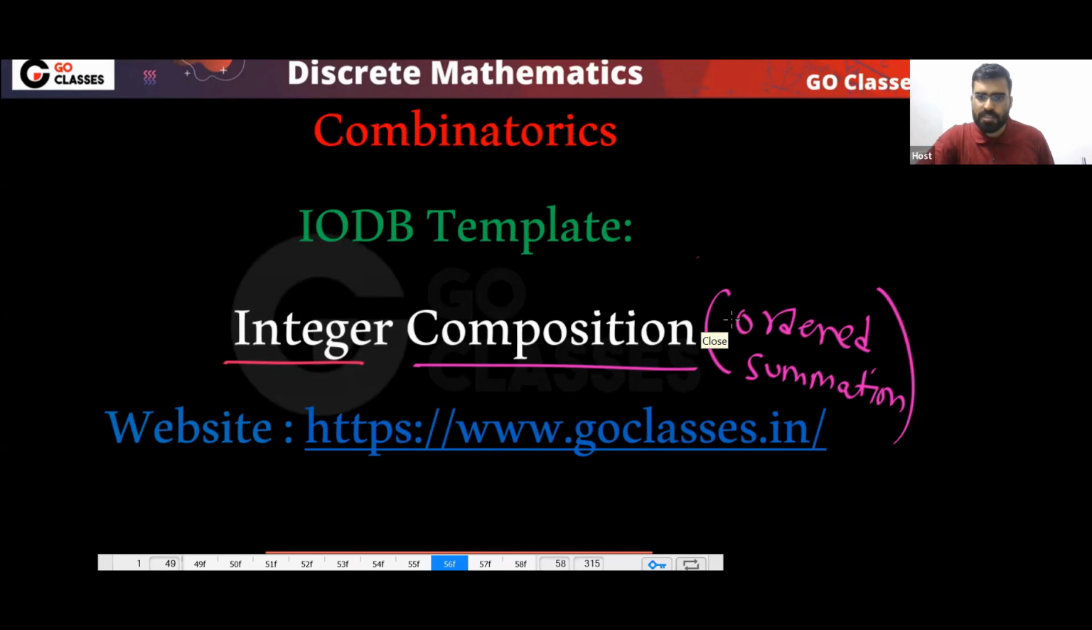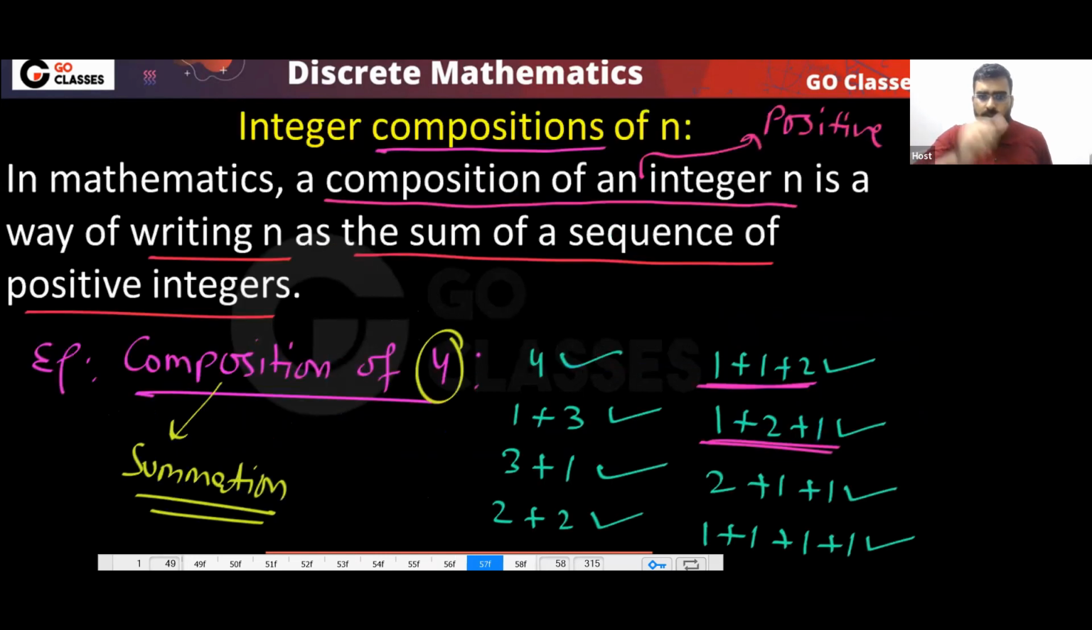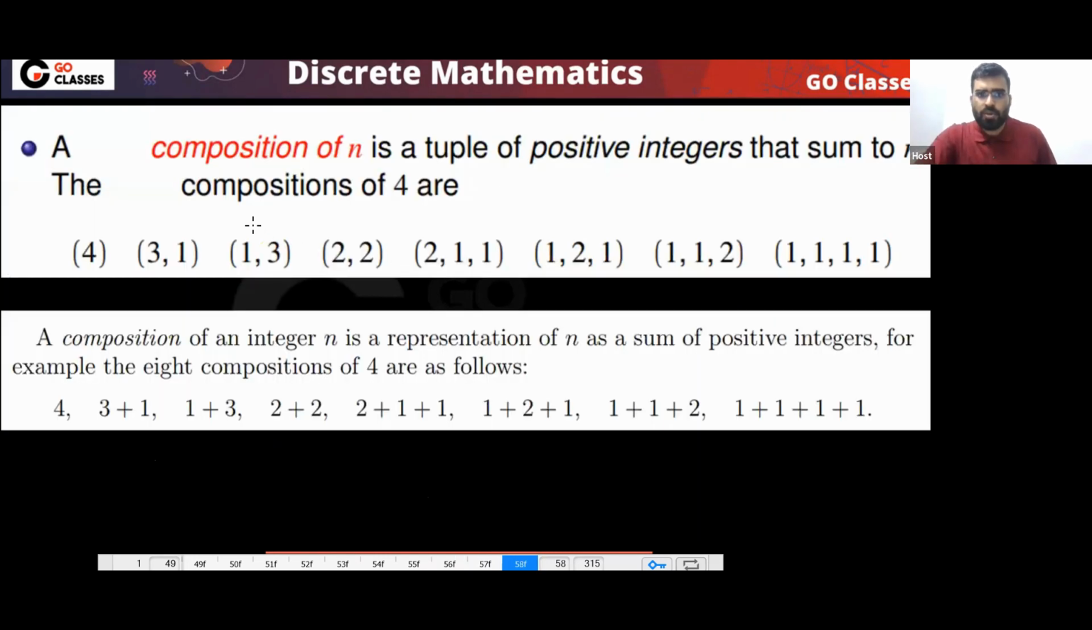This is integer composition. We will also study integer partition. Do not worry about integer partition, I will come back to that. That is a different problem. Right now, understand integer composition. This integer composition is an ordered summation. Order matters here. So for example, you can note these are the compositions of 4.